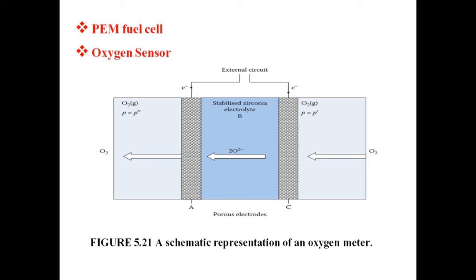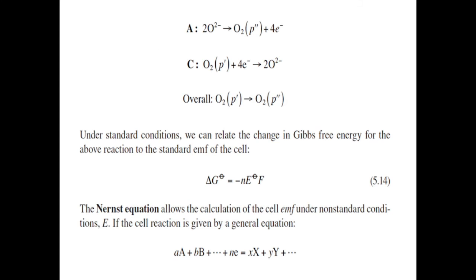Oxygen is reduced to O2 minus at the right hand electrode, that is the cathode. The oxide ions are able to pass through the doped zirconia and are oxidized to oxygen gas at the left hand electrode, that is the anode. The equation for the cell reaction: at the anode, 2 O2 minus gives O2 (P'') plus 4 electrons; at the cathode, O2 (P') plus 4 electrons gives 2 O2 minus. Overall reaction: O2 (P') gives O2 (P'').